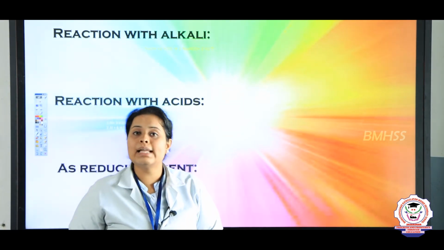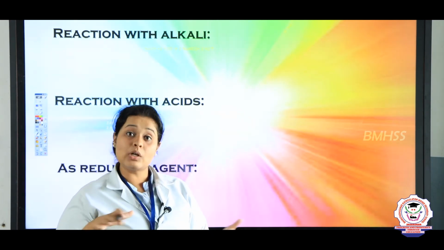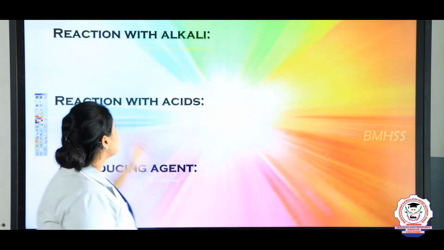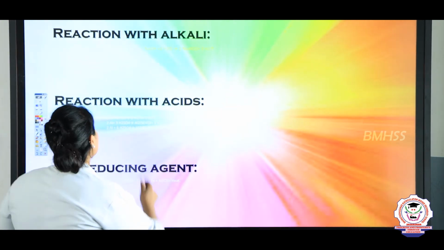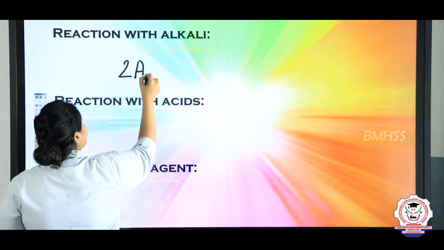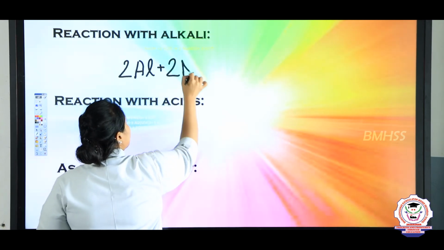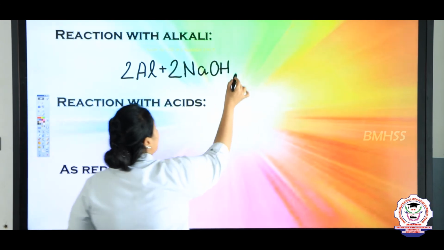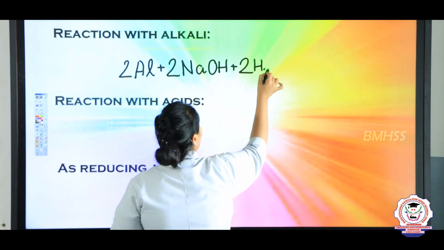So what is an alkali? Yes, an alkali is a base, but all bases are not alkaline. This is a hydroxide form. Okay. So how the reaction will go on, if you are taking sodium hydroxide, you will write 2 molecules of aluminium plus 2NaOH plus you are adding water also, okay, 2H2O.